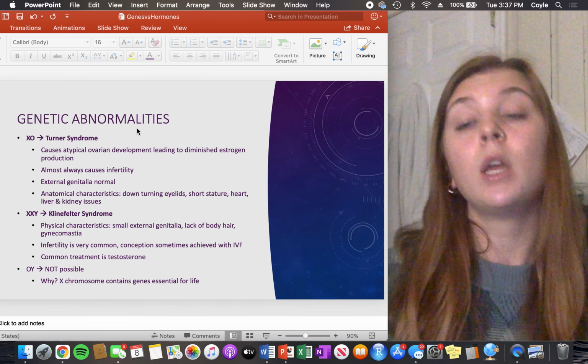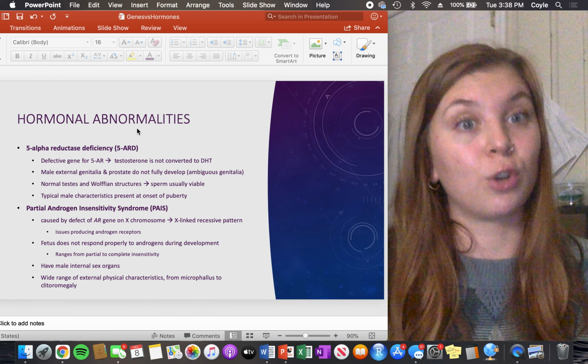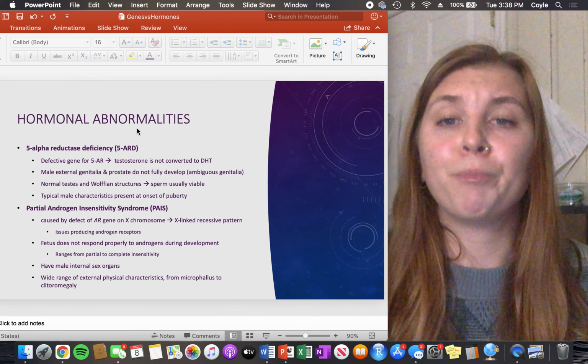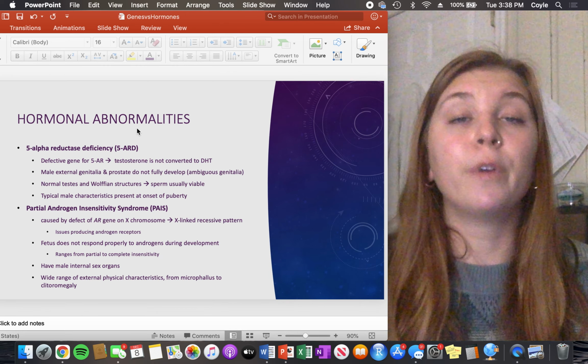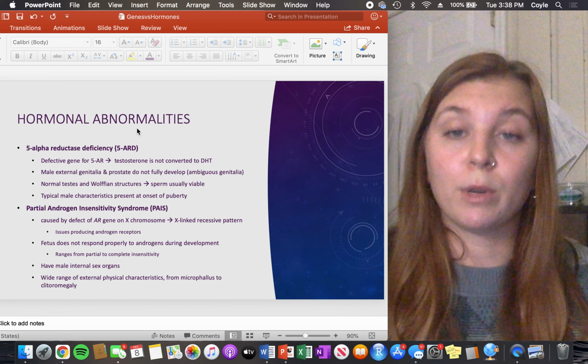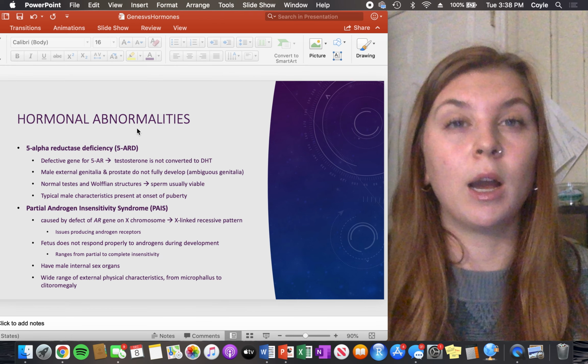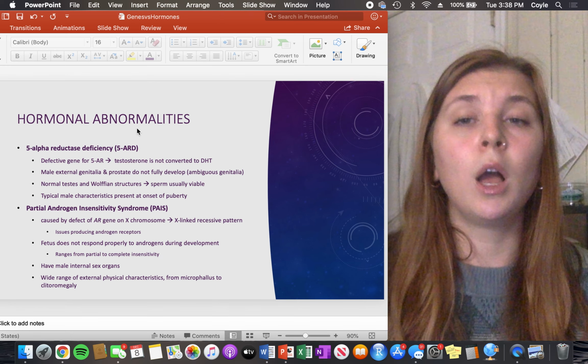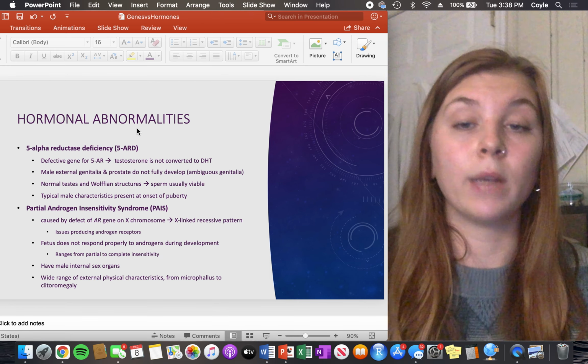Okay, so the next syndrome is 5-alpha reductase deficiency. If you can remember, 5-alpha reductase converts testosterone to DHT, so this does not happen. That means there's no DHT present. If we think back, DHT was responsible for forming the external male sex organs. So without this, the male external genitalia and the prostate do not fully develop. When these babies are born, their genitalia are ambiguous. Either they will have a very small penis, or they might have a very large clitoris. So it's hard to tell.